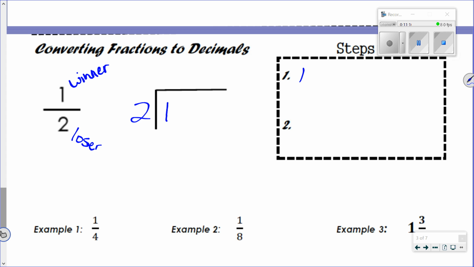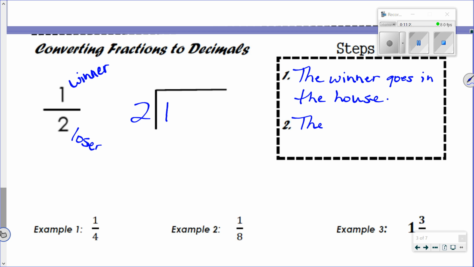Step 1, the winner goes in the house. Step 2, the loser stays out. And just because being a loser, we got to make it rain. In the rain. Make it more miserable for them. Okay? So the winner goes in the house, the loser stays out in the rain.